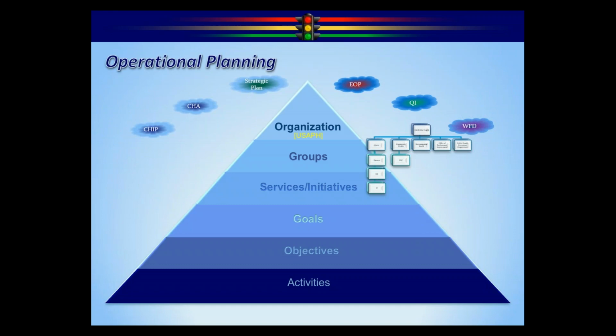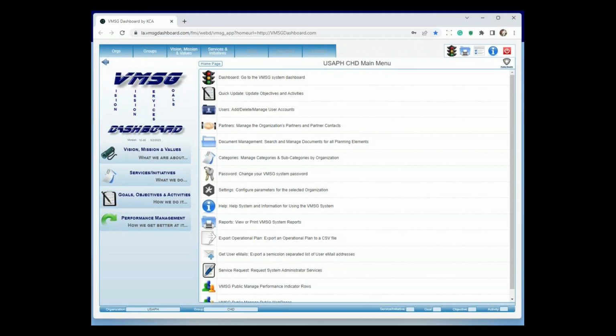So we have a little demo organization we call USA Public Health, and I will take you live into the system. When you log into the dashboard, if you haven't already, and we'll go through that whole process for those of you who have not had the opportunity to, you're going to see a menu similar to this, depending on your permissions as to how many of these menu items you see down here. But these are the tabs Andrea was talking about across the top. So you take that pyramid, you flip it on its left side, and you've got these tabs: the organization, the groups, service initiatives, goals, objectives, and activities.